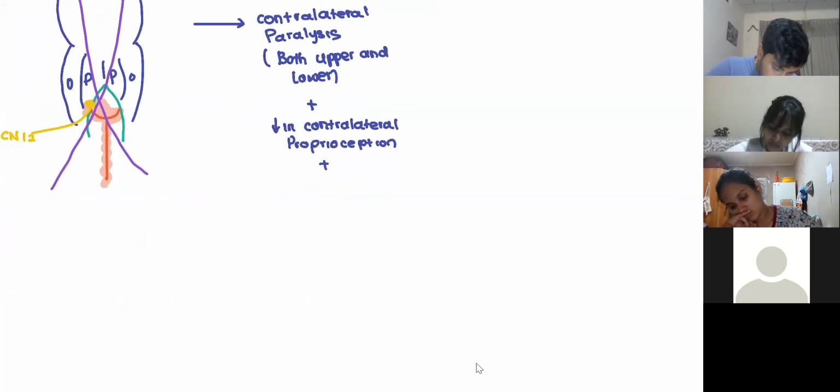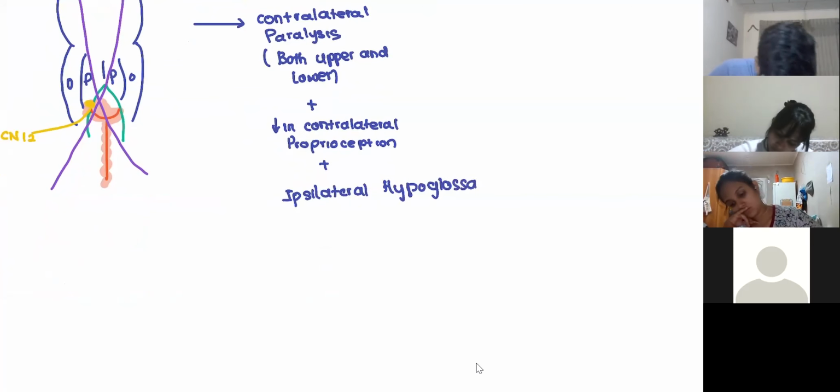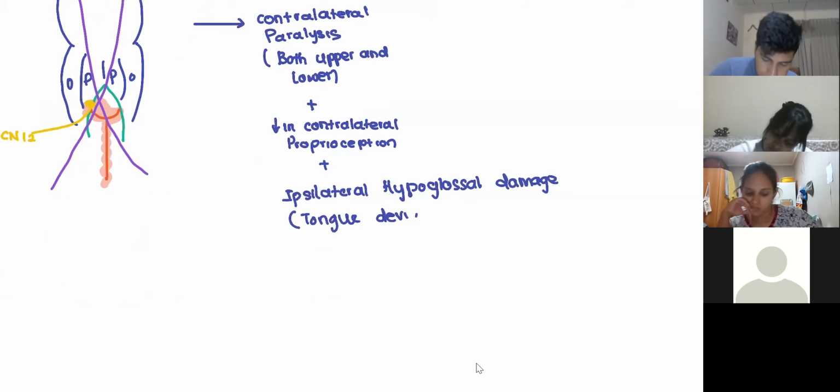Plus, ipsilateral hypoglossal damage. So the tongue deviates ipsilaterally.